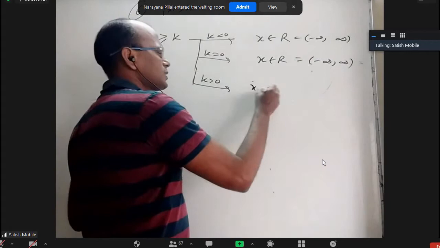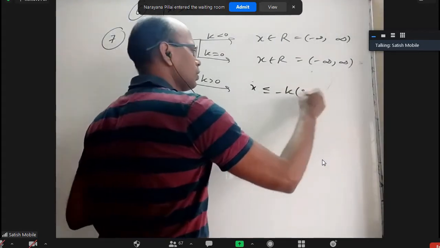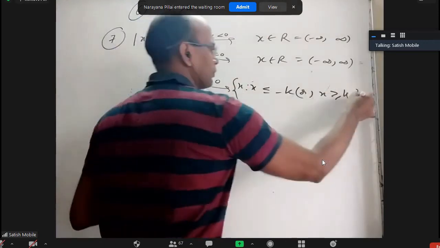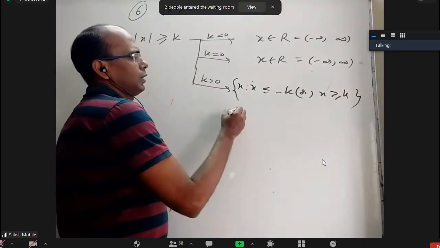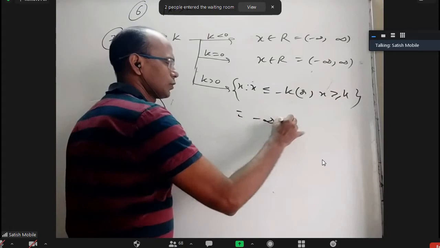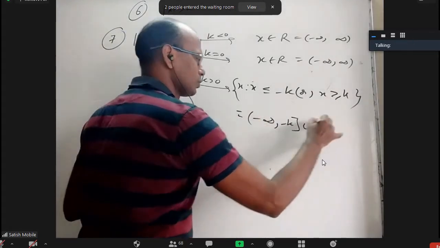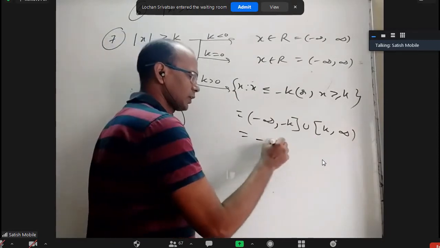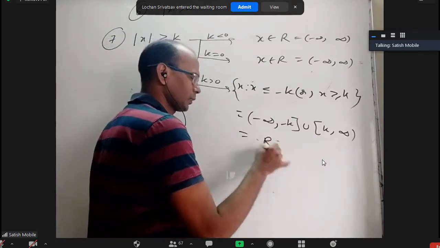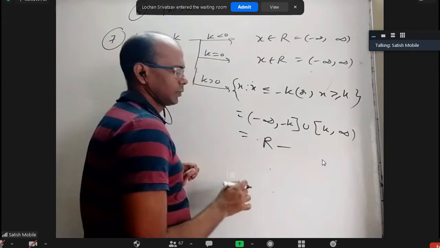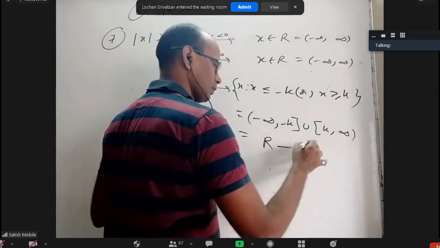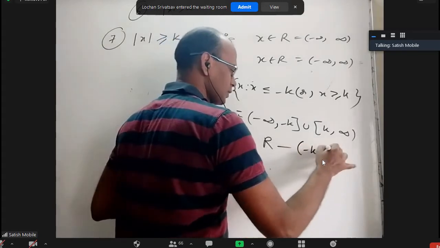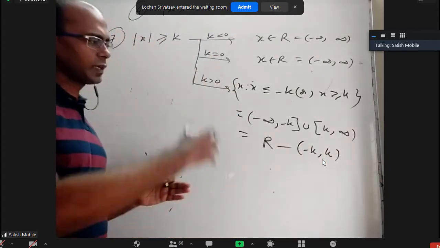You'll get x less than or equal to -k or x greater than or equal to k. You can even write it in that form. Otherwise, minus infinity to minus k included, union k to infinity. This can also be written as all real numbers minus the open interval minus k to k, which we don't want. If I remove it, from k onwards everything is okay.